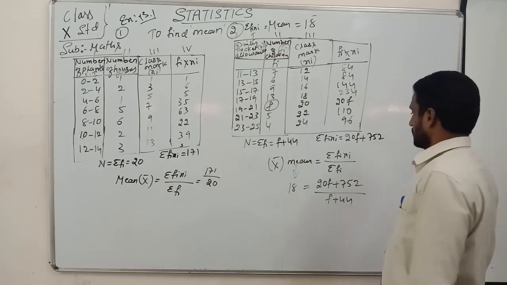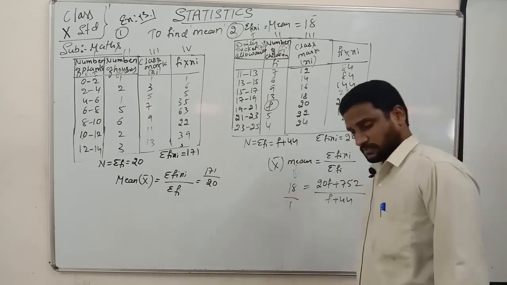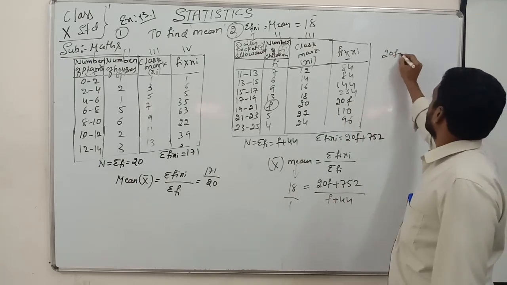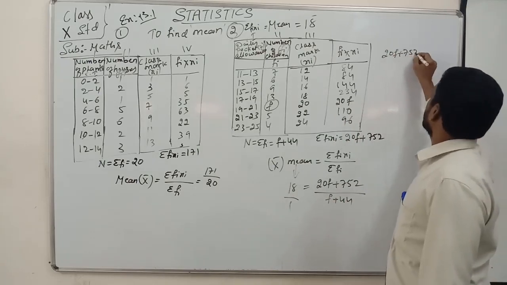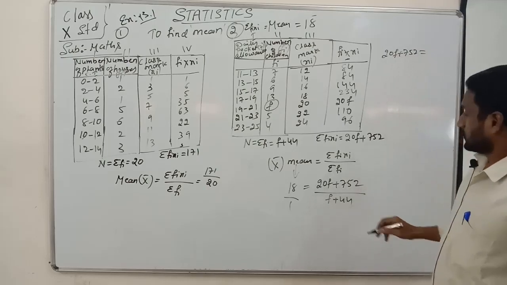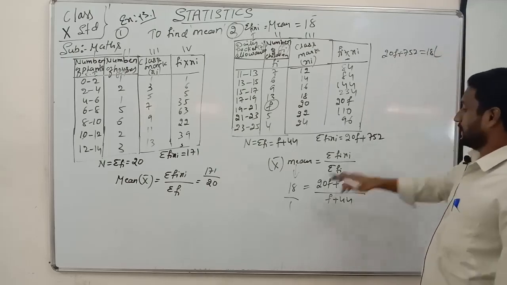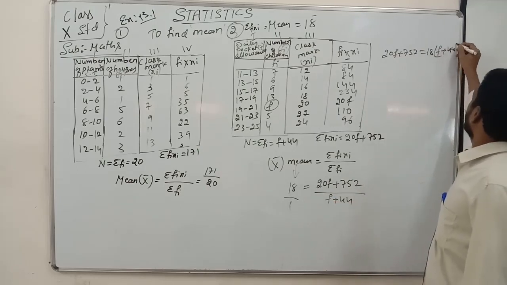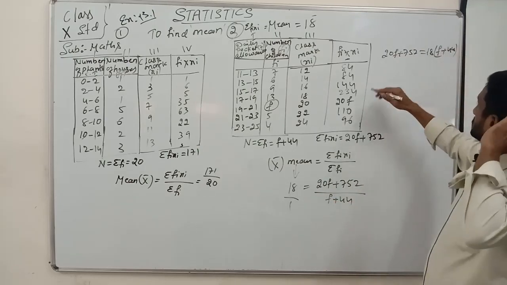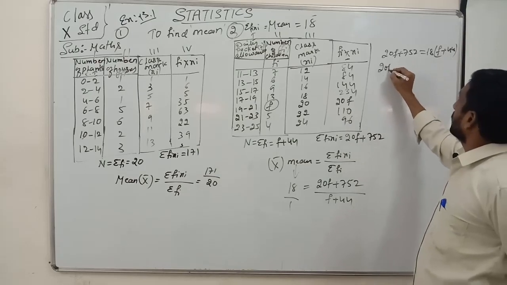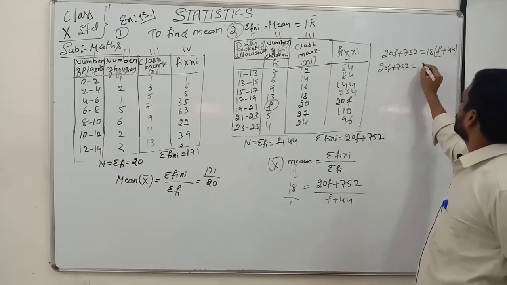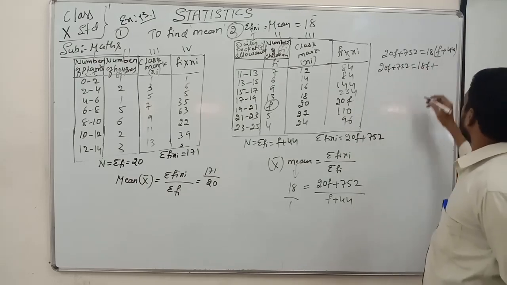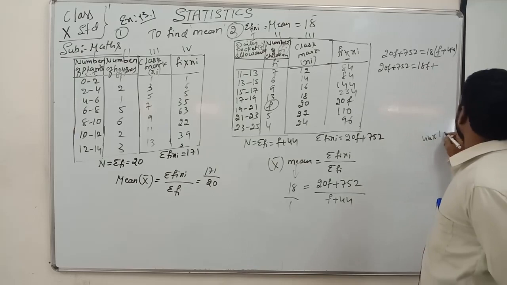So next, you can do cross multiplication here. Cross multiplication gives 20f plus 752 is equal to 18 into (f plus 44). So 20f plus 752 is equal to 18f plus, again, 44 into 18. You multiply 44 into 18.